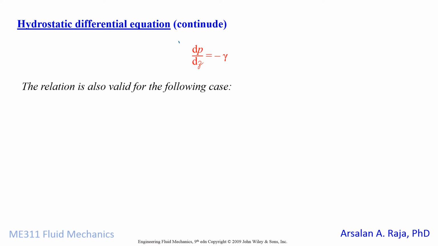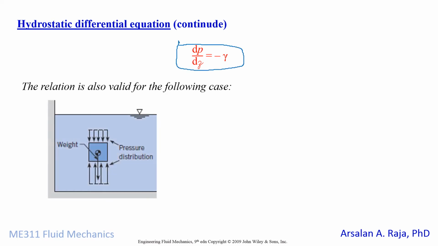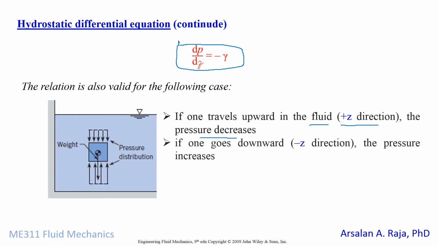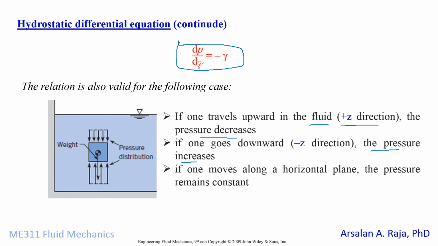So we can apply this equation to the particle shown in this pond, where the only forces are the pressure forces and the weight. If one travels upward in the fluid, which can be water or air, in the positive z direction, the pressure will decrease. If one goes downwards, in the minus z direction, the pressure is going to increase. If one moves along the horizontal plane, the pressure remains constant. So if anybody is moving like this, the pressure will remain constant.